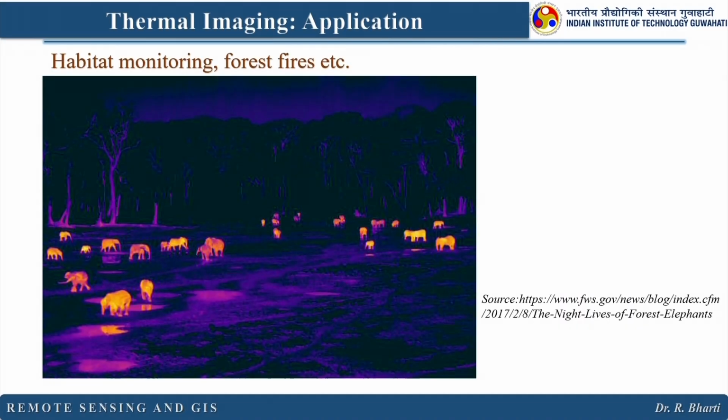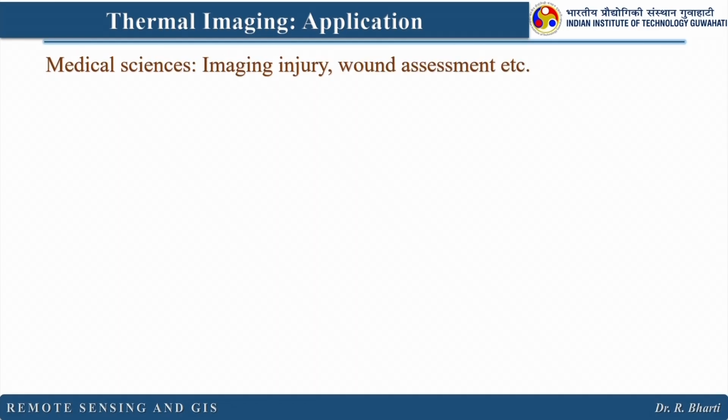Now in the night time, if you want to monitor habitats of animals like elephants, or you want to identify how a forest fire is spreading, the night time gives the best images, because all the other temperatures will be suppressed and only fires can be identified, right? In medical science nowadays it is frequently used to identify injury.